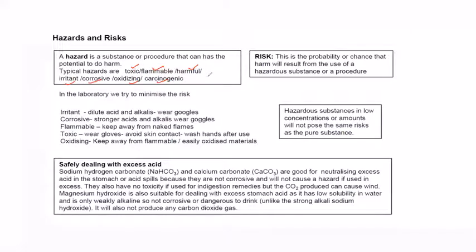So when you are using any compound, certain hazards are related to the compound. But risk is the probability or chance that harm will result from use. You can minimize the risk, but you cannot change the hazard. If something is toxic, it will remain toxic. But you can minimize the risk. So this is the probability or chance that it will harm you. And there are different ways by which you can minimize the risk.